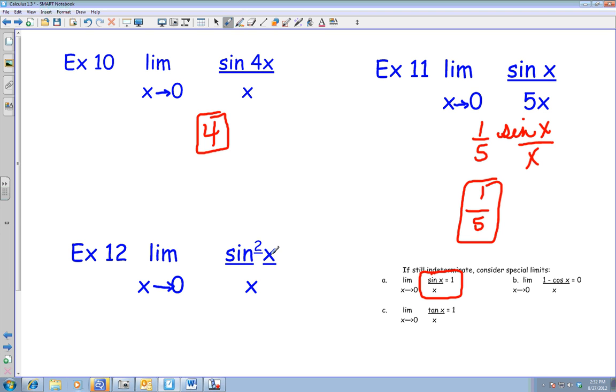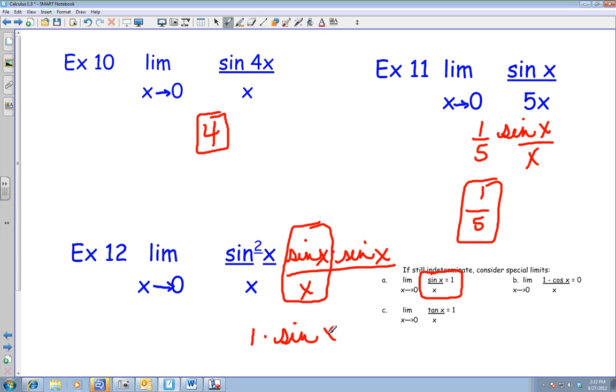Okay, look at this one. Sine squared x means I have 2 of them. So I have sine x times sine x over x. I forgot my x here. So look, here's one of my identities, or one of my special limits. Sine x over x, that's 1, times sine x. Okay, now I can use direct substitution. Substitute my 0 in. 1 times the sine of 0. Do you remember what the sine of 0 is? Sine of 0 is 0. So 0 is my answer.